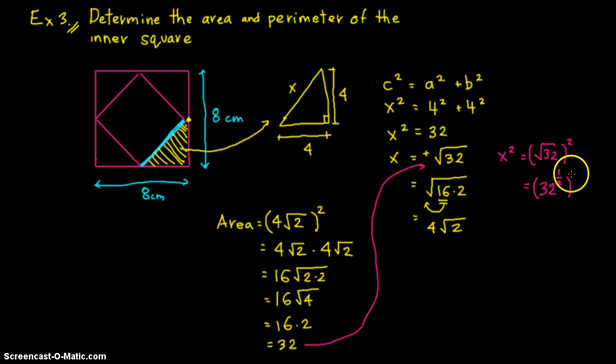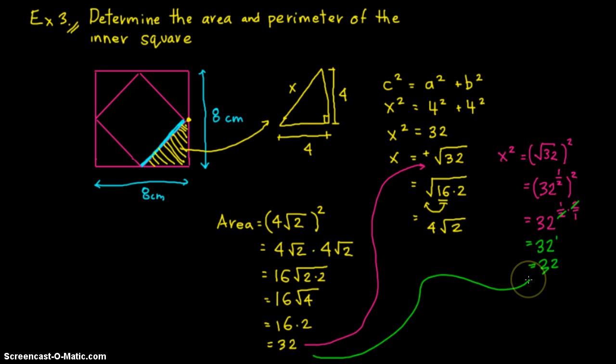And 32 to the half squared, what do I do in this case? When I have a power inside and one outside the brackets, I multiply those together. So I'm left with 32 to the power of 1/2 times 2, or rather 2 over 1 if I want to say that. And if you look at that, the 2's cancel, and I'm left with 32 to the 1, which is nothing more than 32, which is the same number over here. Perfect.